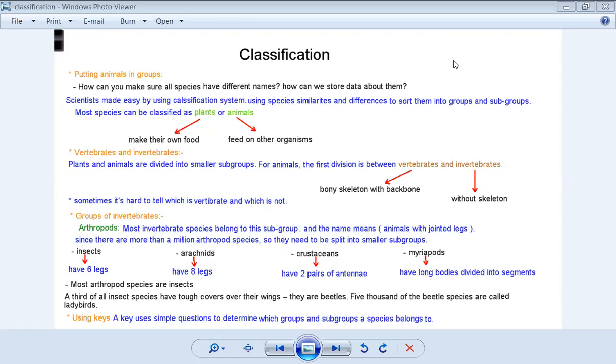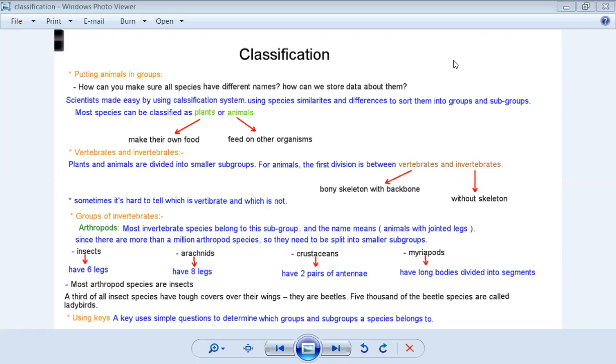Today we will study the classification of organisms. If we have hundreds of species of animals or living things, plants and animals, how can we classify them? How can we have more information about them or identify them? We should use something called groups. These are classification groups. So how can we put them into groups? We have the group of plants and we have animals. This is the first classification.